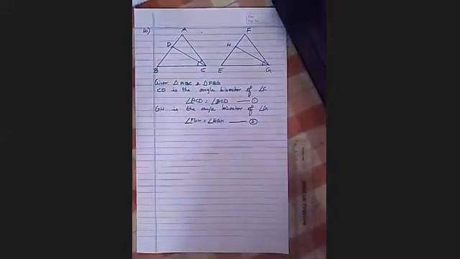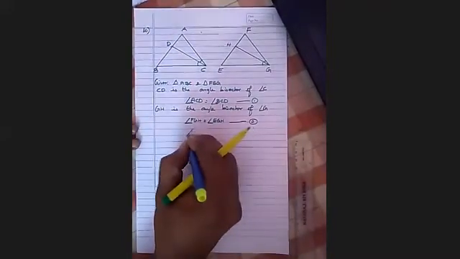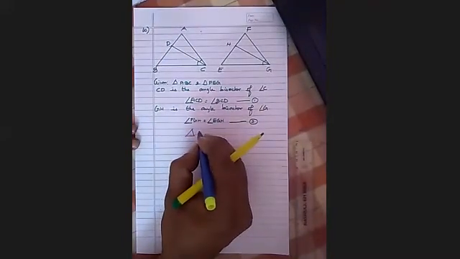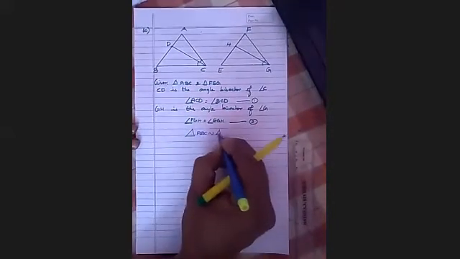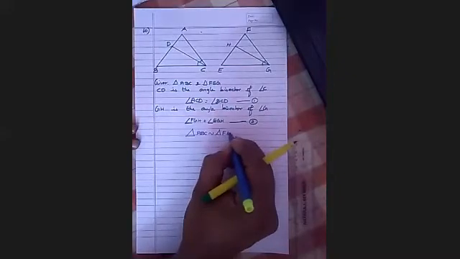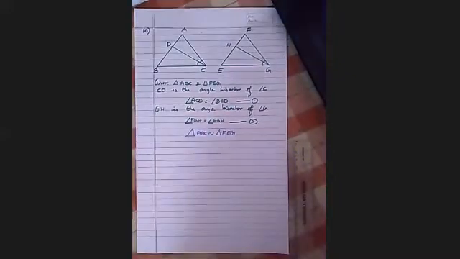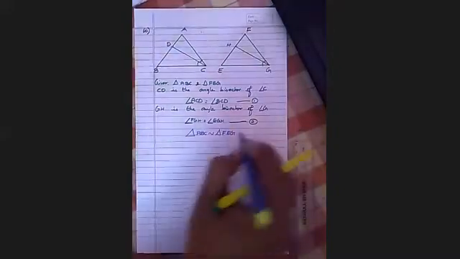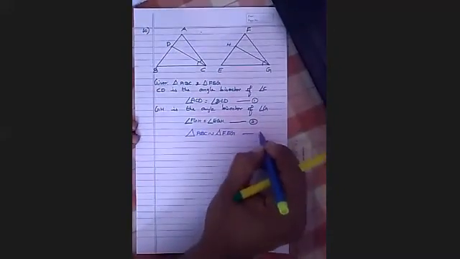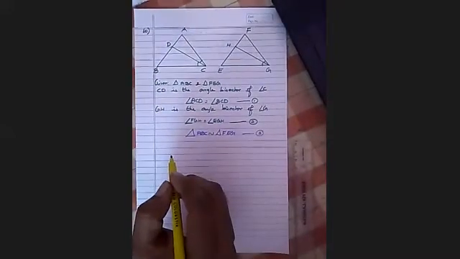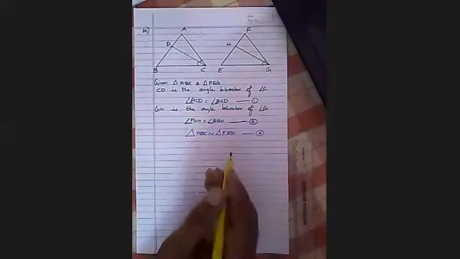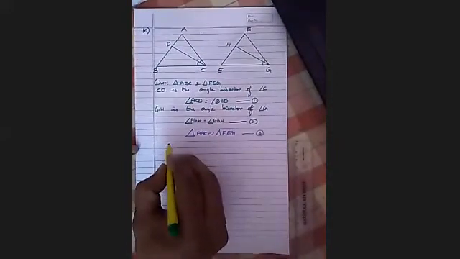What is that? This is very important. Triangle ABC is similar to triangle FEG. Right? Let it be equation 3. Because what is meant by similar? The corresponding angles are equal, and corresponding sides are proportional.